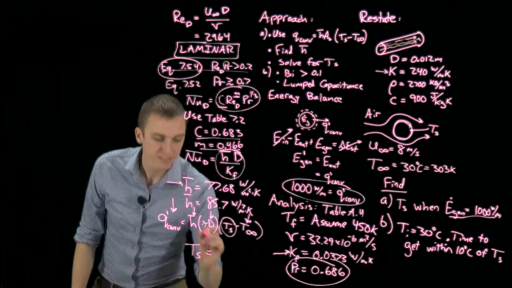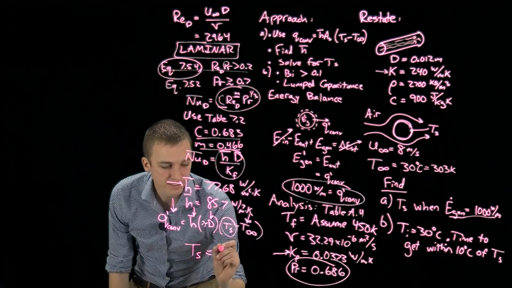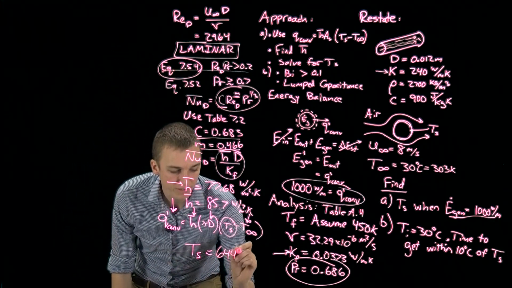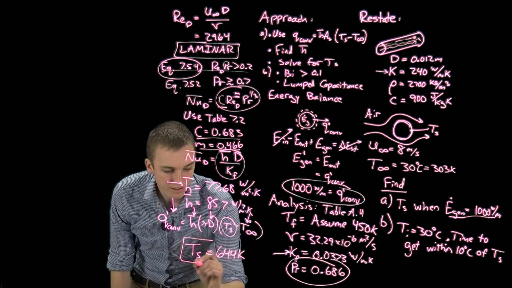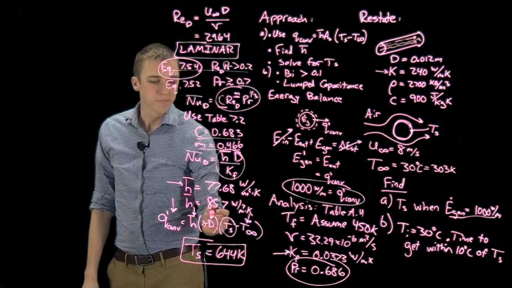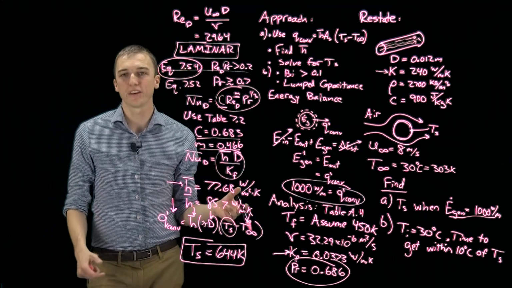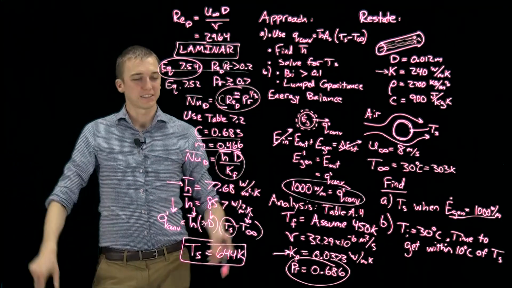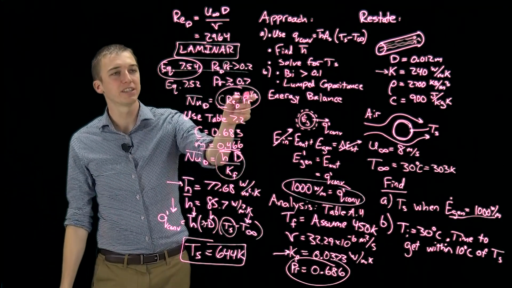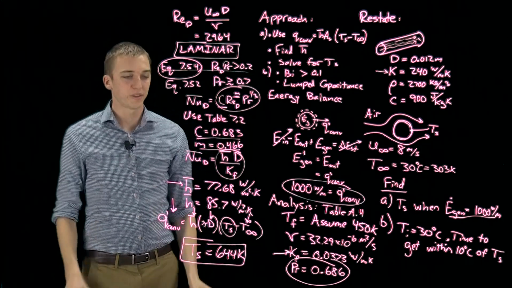And when we do that, we get that the surface temperature is, let's see, 644 Kelvin. That is if you use this value for h bar. If you use this value for h bar, you get 612 Kelvin. Either answer would be correct, since there's error in these correlations right here that we're using. Okay, so that was part A.